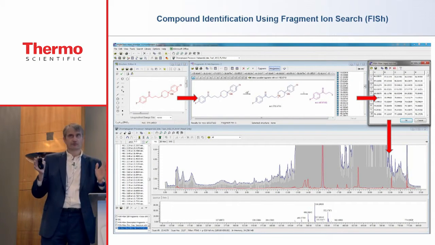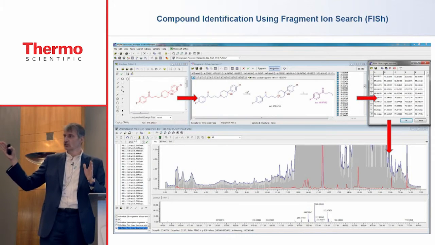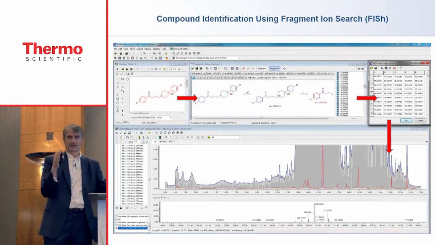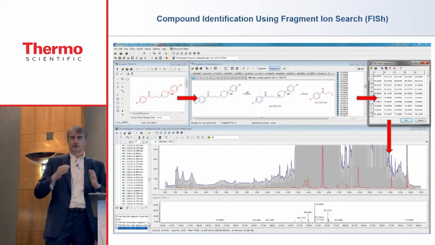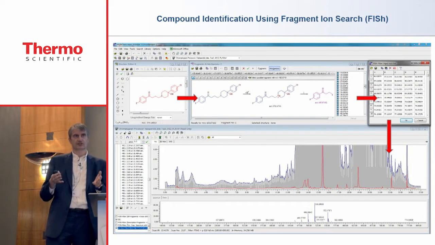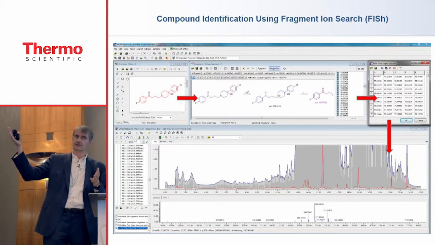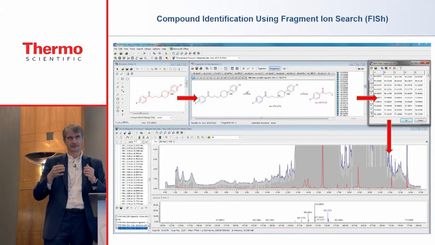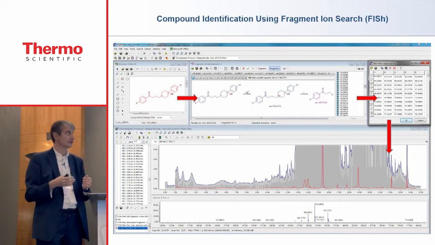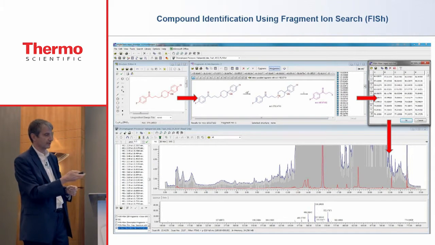You can do it for any type of experiments. You try to find a relation of a compound with a complex sample. So it can be very well used in impurity search, because you can take the precursor compounds or all the chemicals that were used to produce these compounds and search them in a chromatogram.